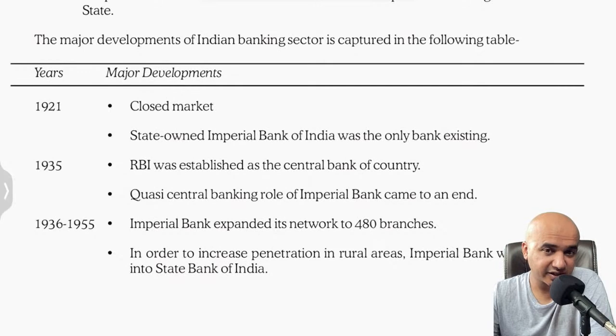History of the banking sector in India. First we had a closed market in 1921. Then we had the state-owned Imperial Bank of India. Only one bank, that's all. That's why it's called a closed market. No other private players were allowed.